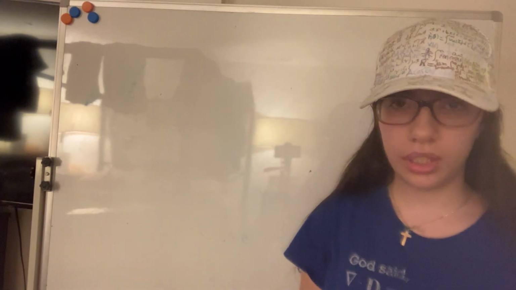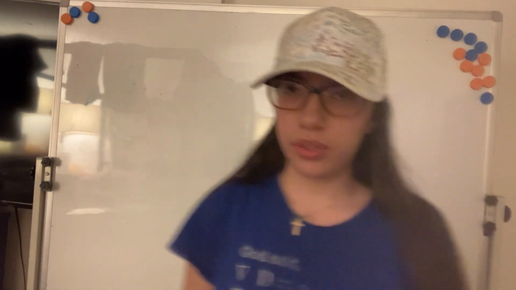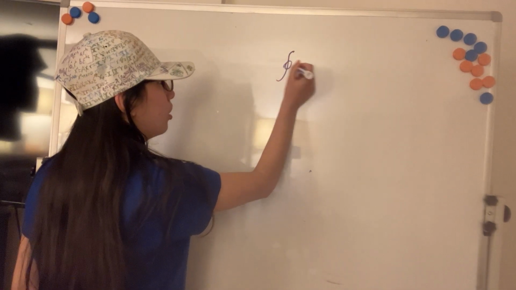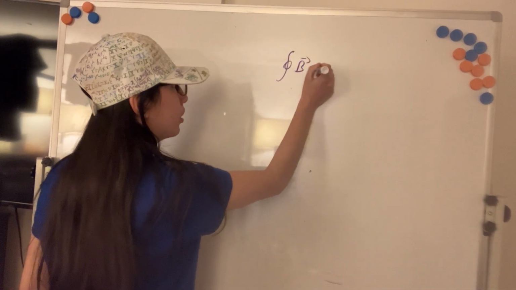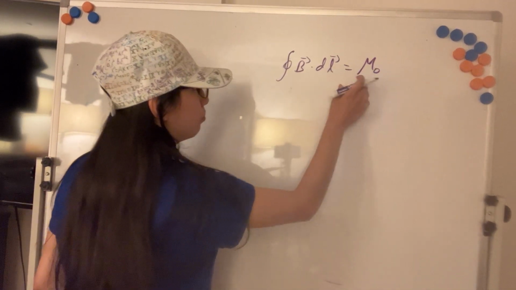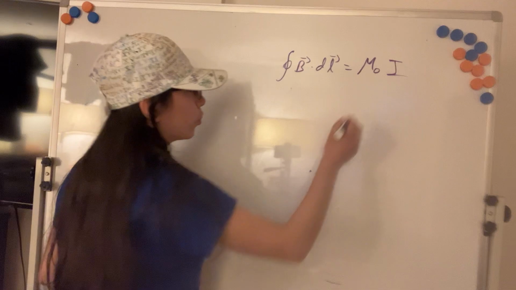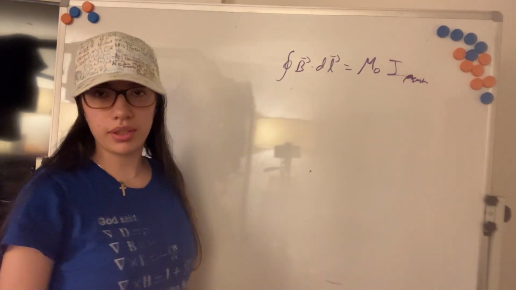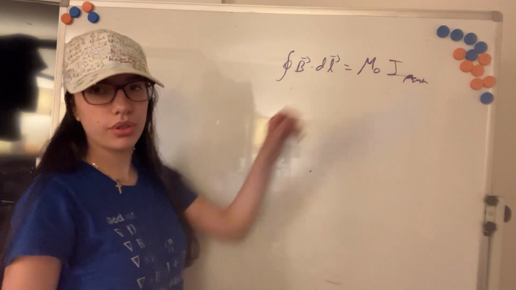We will continue seeing Ampere's law. Now we will see the derivation of why the closed loop integral of the magnetic field dot dl is equal to the magnetic permeability times the current, I would say penetrating, as Professor Walter Lewin says, instead of enclosed.